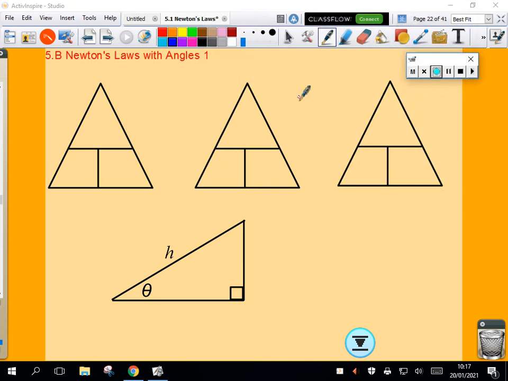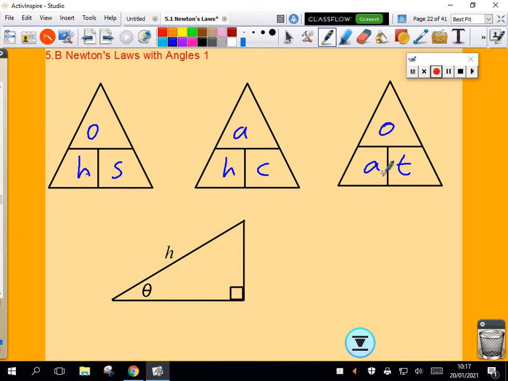Okay, in this class I want to talk a little about Newton's laws with angles. I'm going to move very quickly through my definitions for sine, cosine and tan. Sine is opposite over hypotenuse. Cosine is adjacent over hypotenuse. Tan is opposite over adjacent.